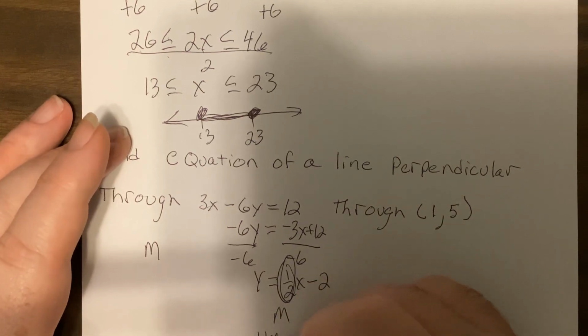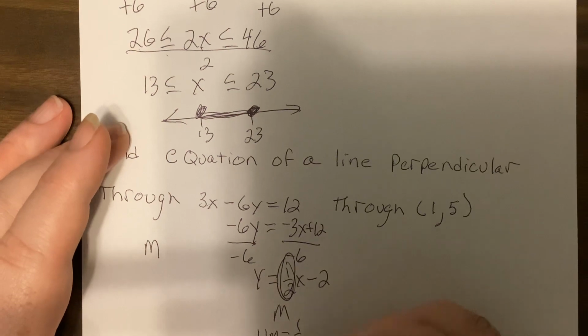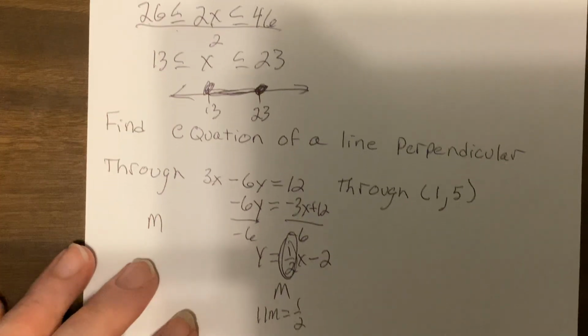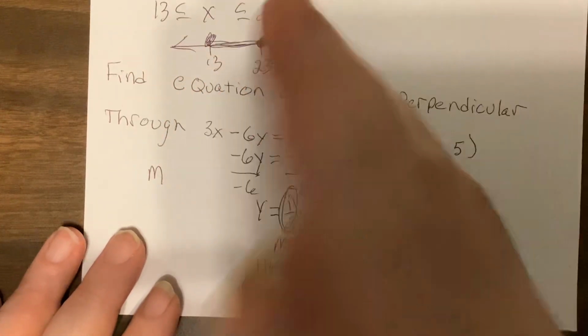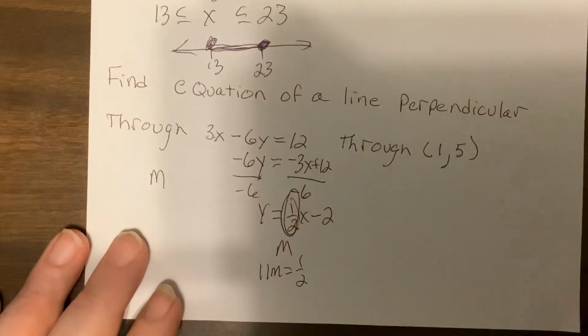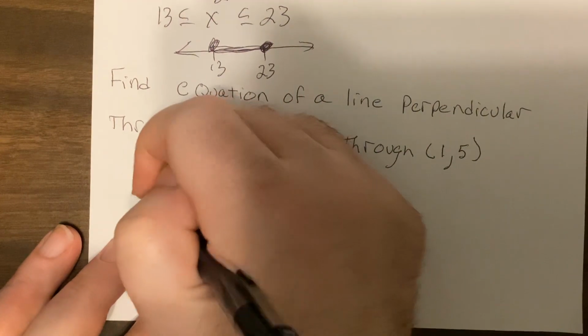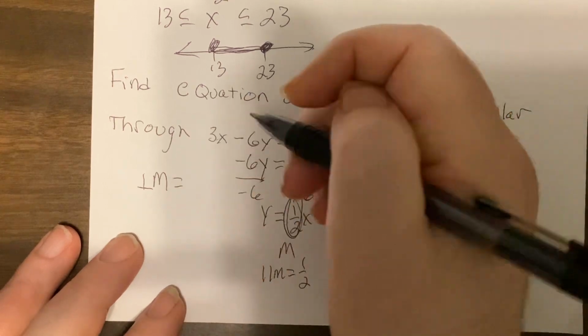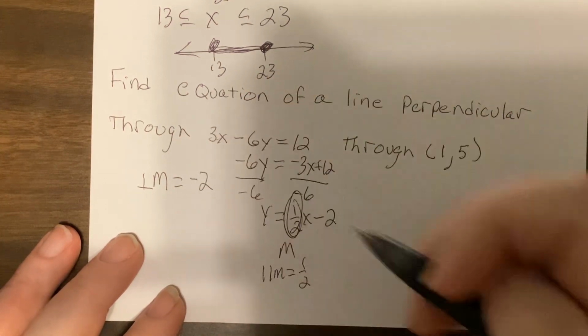So the slope is 1/2. Parallel slope would also be 1/2. It's not asked for. But remember the perpendicular slope. So it's the opposite flip. So the perpendicular slope would be a negative 2.